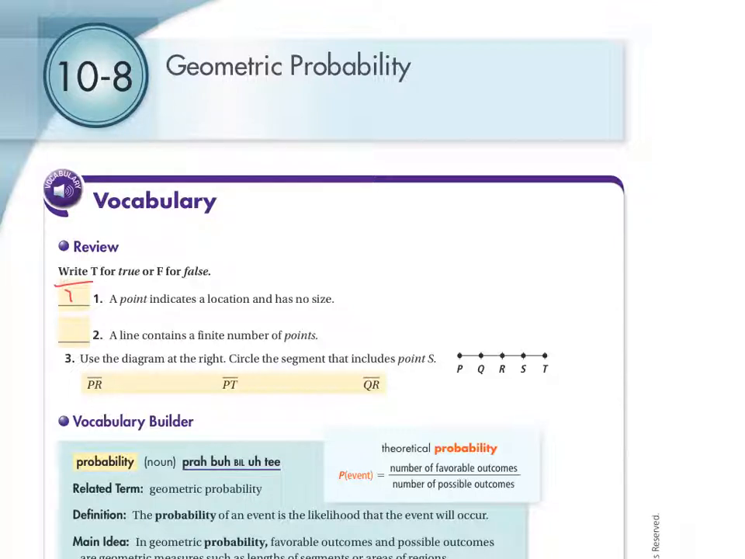Number 2, a line contains a finite number of points. What does finite mean? Can you count the number of points that are on a line? No. So it actually contains an infinite number of points, so this is false.